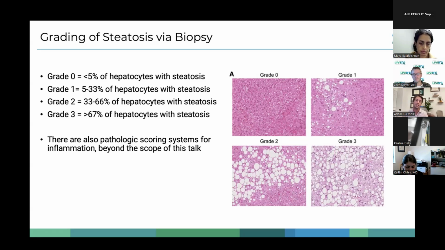So those with less than 5% of hepatocytes having fat globules under a low-powered view have grade 0 or no steatotic liver disease, whereas each tertile, each third, 5 to 33%, 33 to 66%, and 67% and up, increase the grade up to grade 3. There's also scoring systems to talk about extent of inflammation, but that's a little beyond what we're going to talk about today.